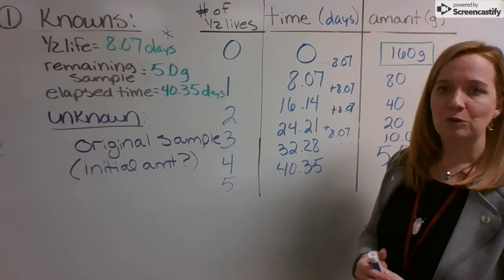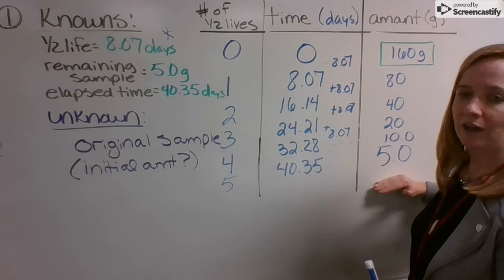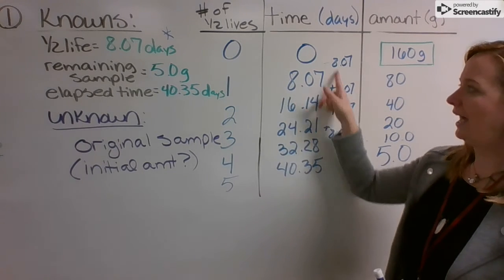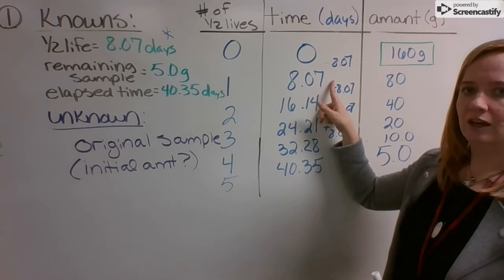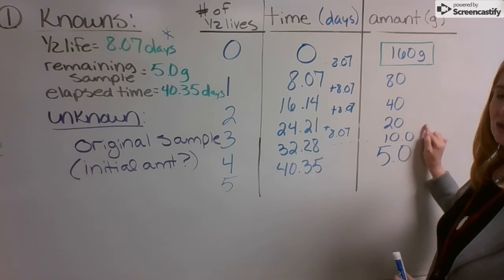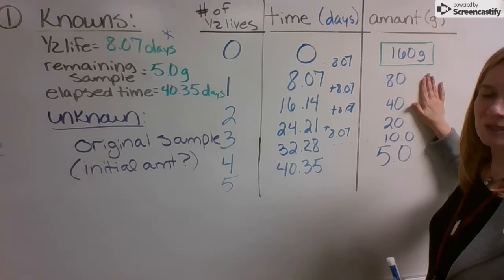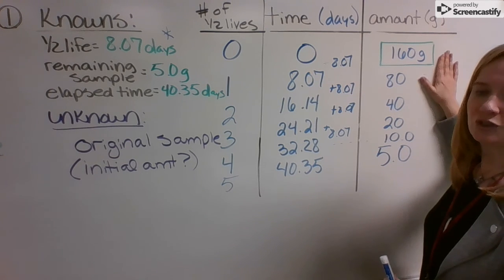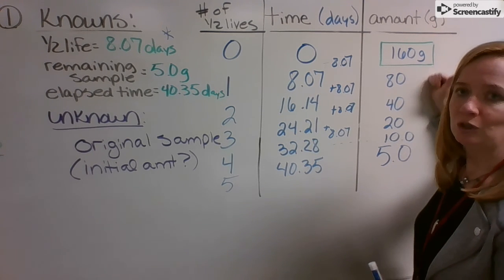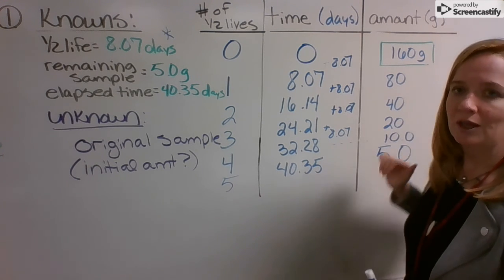So to find that pattern one more time, when you have an initial amount that you're looking for, start with your final. Determine how many half-lives you have by adding your half-life times until you reach your elapsed time. Then divide each of these answers by 2. Multiply each of these answers by 2 until you get to your initial amount. So, in other words, divide when you go down the chart and multiply by 2 when you go up. Divide by 2 down and multiply by 2 up. That will always give you your initial amount.